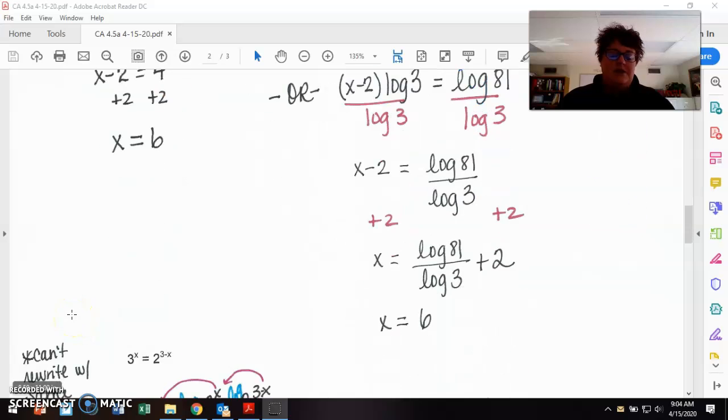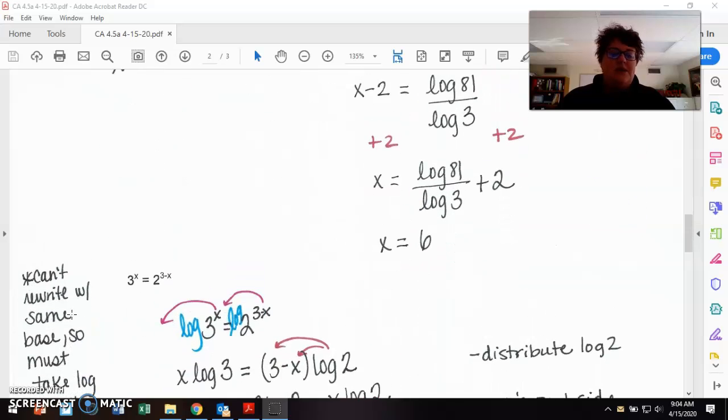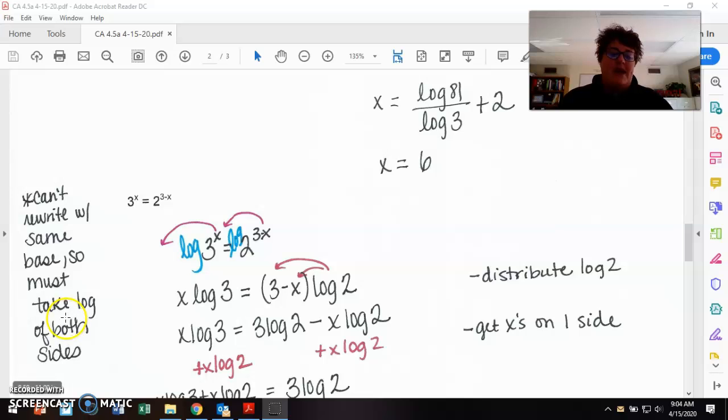Okay, so let's look at another one. So this one we cannot rewrite as the same base. Because I have a 3 and a 2, there's no way to do that. And so what I want to do is take the log of both sides. Okay, then I want to bring down my powers. So I want to bring the x down and then the 3 minus x.